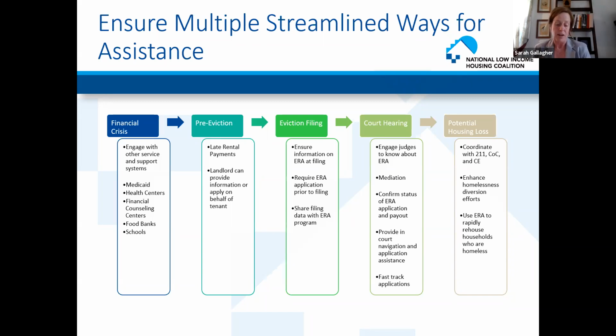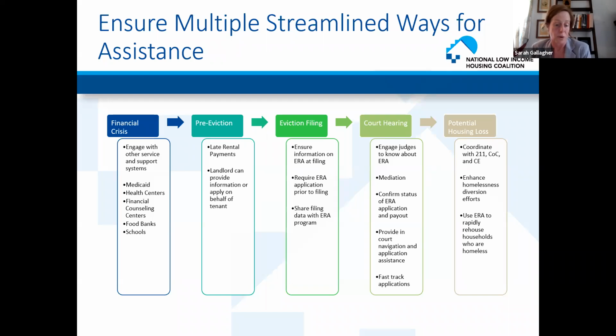While my colleague Rebecca will provide an overview of many of the components for model programs, I wanted to highlight one aspect of the checklist here that is crucial, especially as we go forward in the next few months. I want to highlight the need to ensure that there are multiple streamlined ways for people to access assistance. Households most in need and with multiple barriers must really be able to access emergency rental assistance at the time when they need it most. And households may need to be offered assistance at multiple points in time and by providers they trust at different points and at different places.